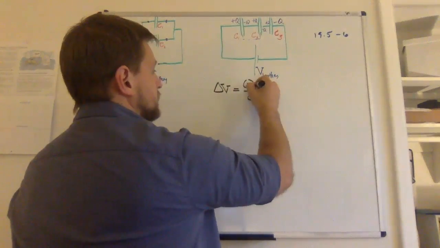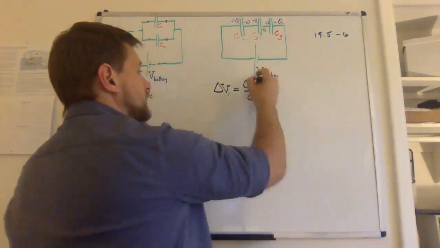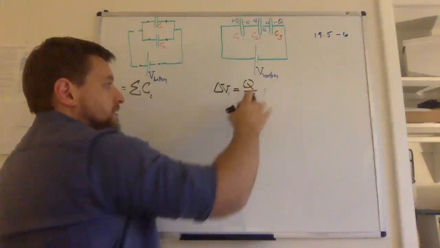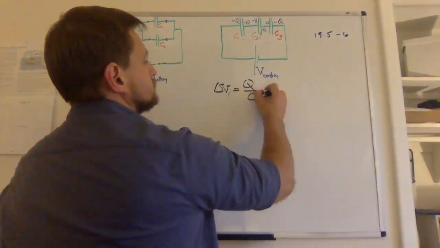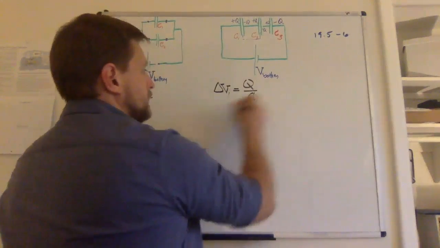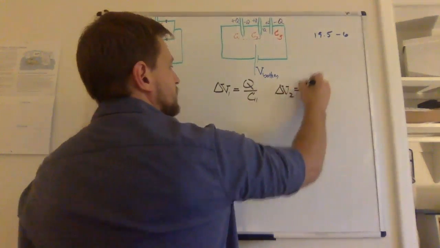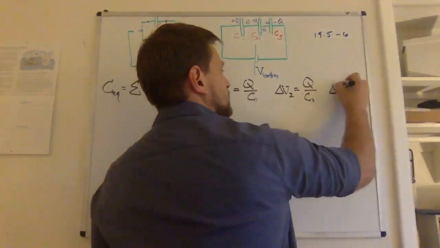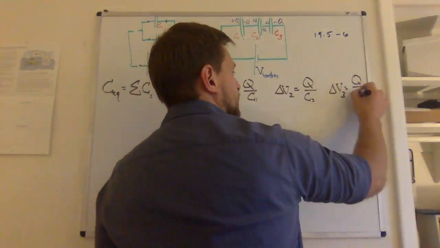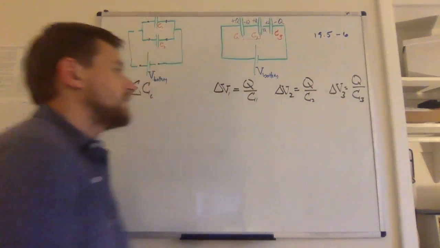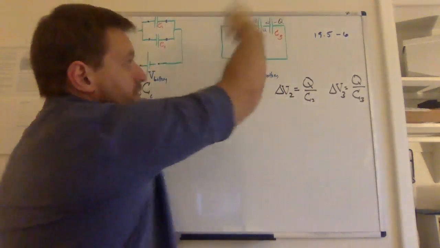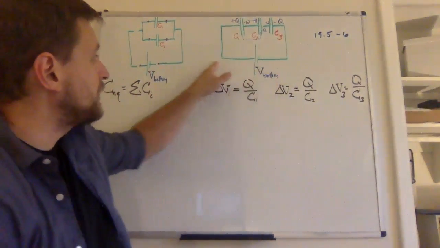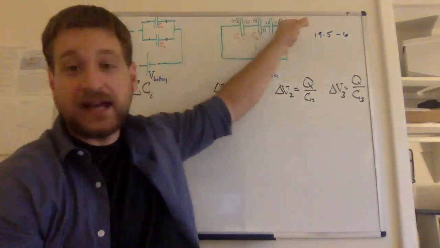Okay, Q over C. So the potential difference across capacitor 1 is the charge over the capacitance. Now the charge is all the same, so I'm just going to call it Q. The potential difference across capacitor 2 is that same charge over capacitance 2. The potential difference across capacitor 3 is that same charge over the other capacitance. All right, cool. But this is a series circuit. In order for energy to be conserved, the potential difference that we encounter through the battery needs to be accounted for on our way back through the capacitors.